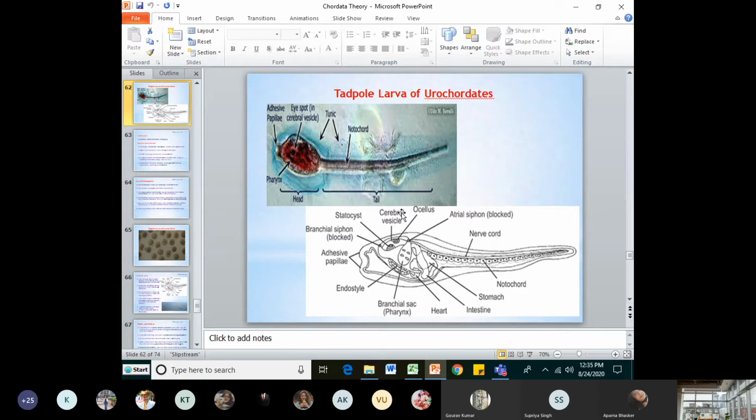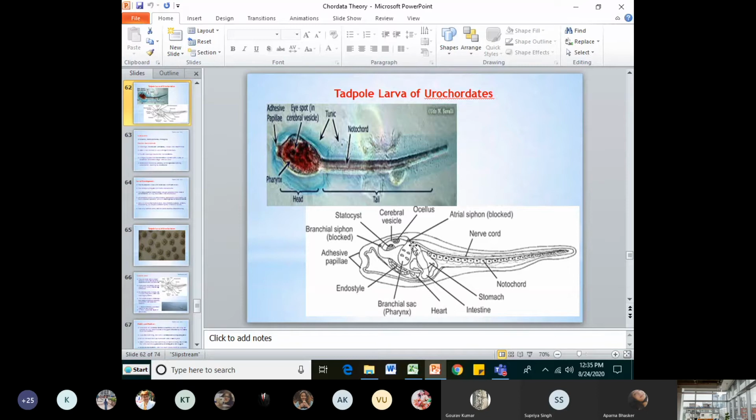Then you can see the cerebral vesicle. So this is, you can say, a kind of accumulation of nervous tissue, which is not a brain as such, but because it is a little bit more condensed, and you can see more accumulation of nervous tissue, it is called cerebral vesicle. And it contains the statocyst and ocellus as well. You can see the branchial sac, that is pharynx, and it is perforated. These pores are called stigmata.